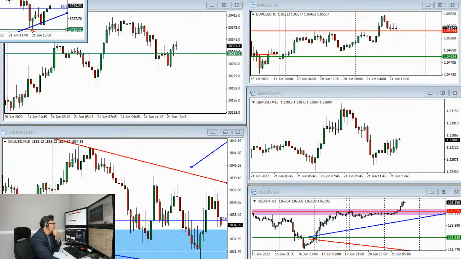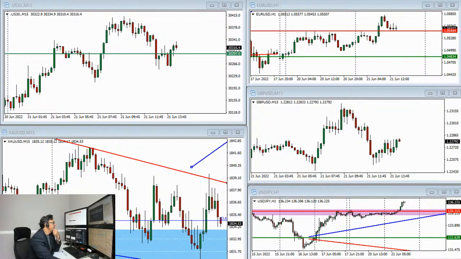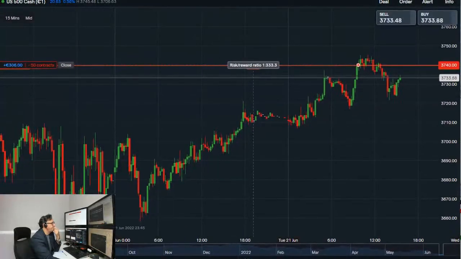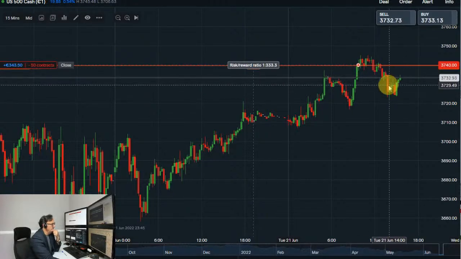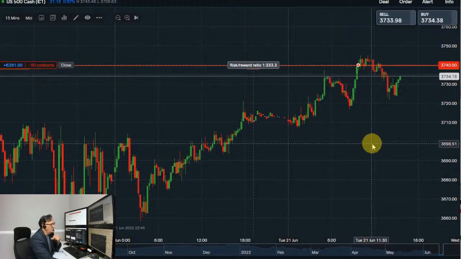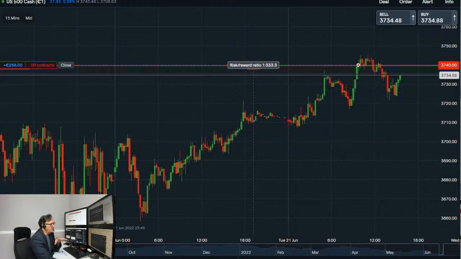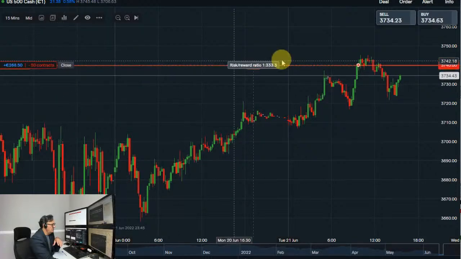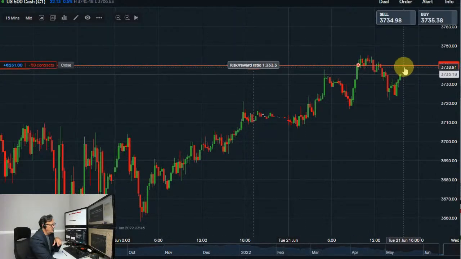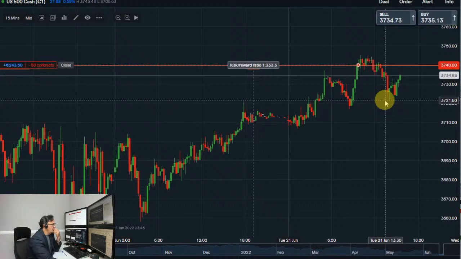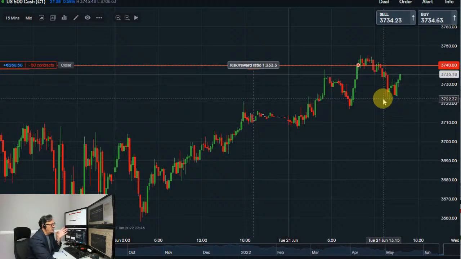This is S&P. It's rallying straight away, or it's attempting to rally. I'm still happy to hold my short. If I get stopped out, my stop is at break even now. So if I get stopped out, I'll walk away with nothing. But I'm holding it. I might re-enter again. I'll see.